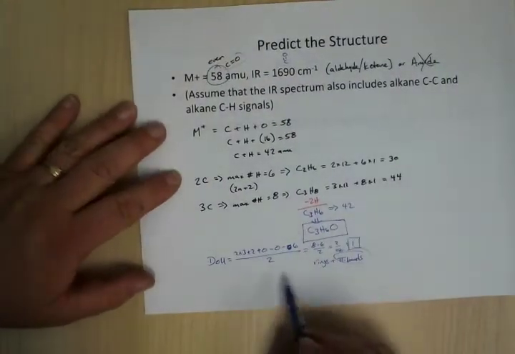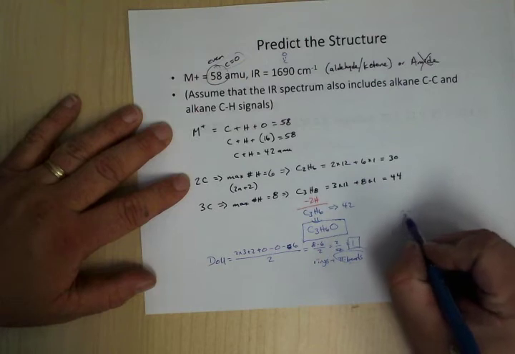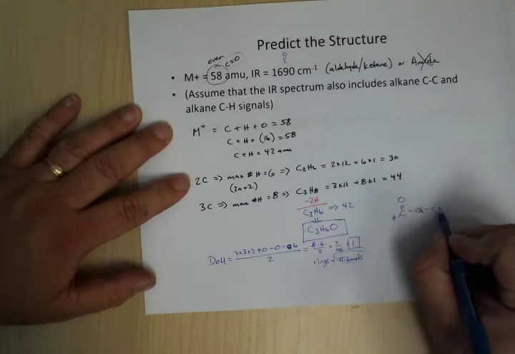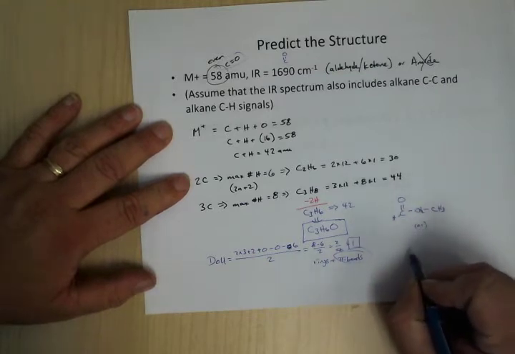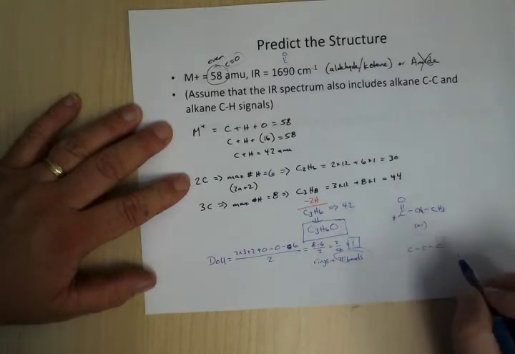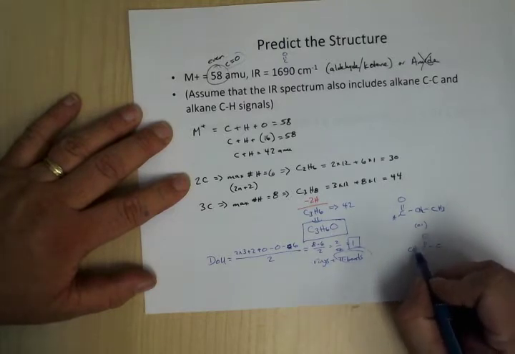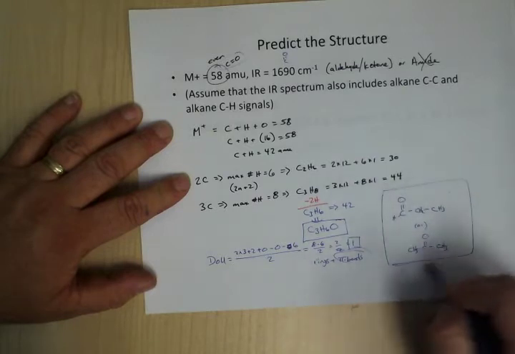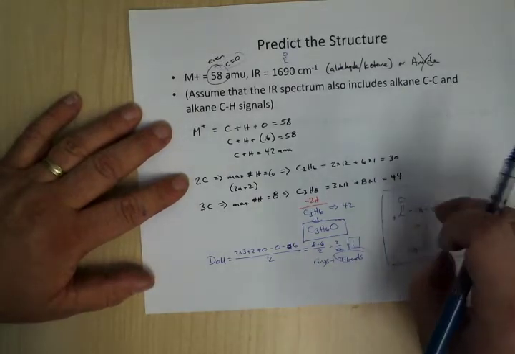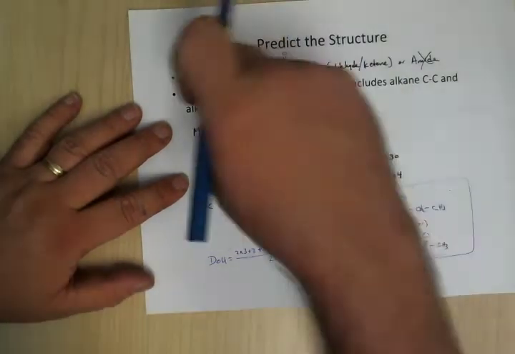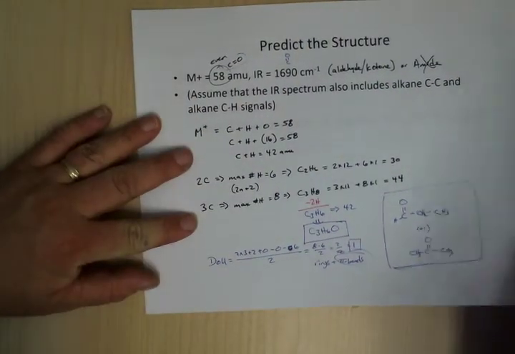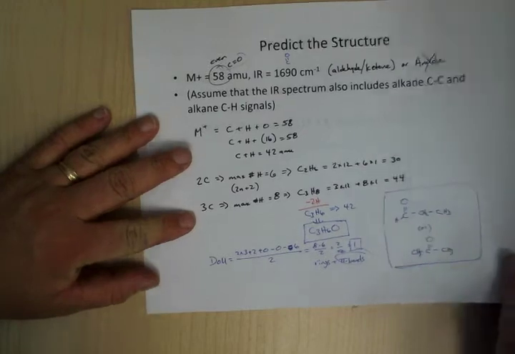So therefore, we have 3 carbons. So it's either going to have the C double bond O there and then fill in, so you have the aldehyde, or it's going to be your 3 carbons like this, which is acetone. So it's either going to be one of those 2. These satisfy that information. We can't get any closer than that. So there you go.